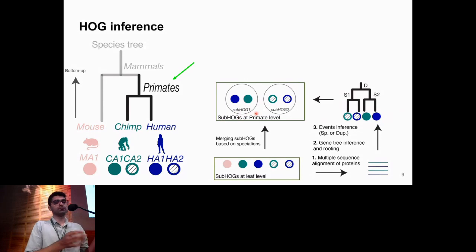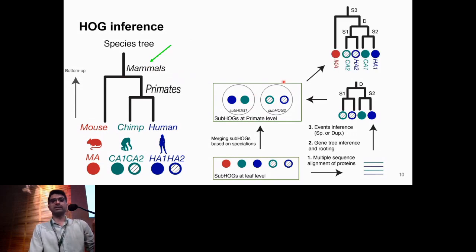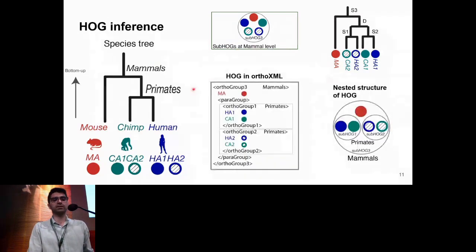And I will have the sub-HOGs for the primate level. Then again, I can go one level deeper to mammals. And here at mammals, I decide whether to merge these sub-HOGs or not. And then finally, because of this speciation node, I will have the sub-HOGs at the mammal level. So I can show different levels as a nested structure, which is a HOG, and we can report it in a standard way called OrthoXML format, with different groups that are inside each other.